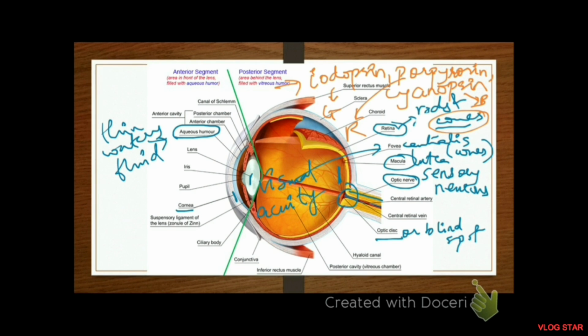And rods are basically for twilight vision. Let me write it here. That is light and dark vision, also called scotopic vision. So rods are basically for light and dark shades, black and white you can say, whereas cones are responsible for colored vision.